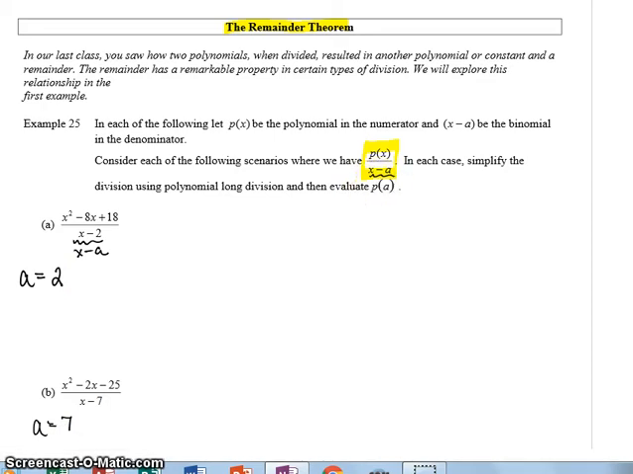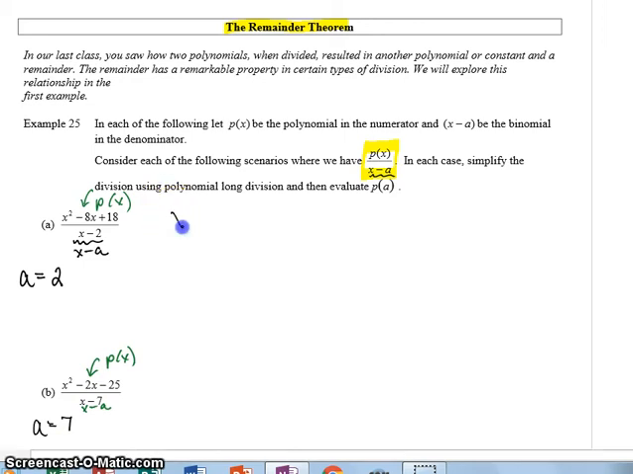Don't forget also that this is really p of x on the top. These are p of x's, and the bottoms are x minus a's. If that's the opposite of a, that's why your a's switch signs. Now, it did tell us to use long division.